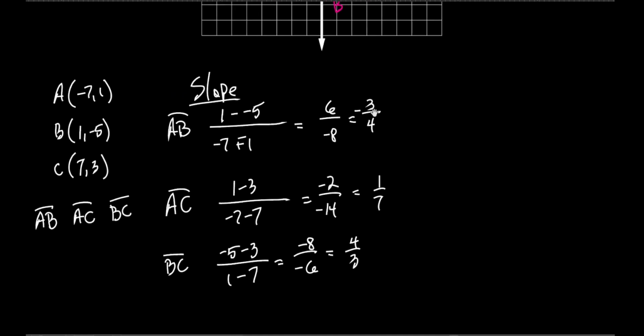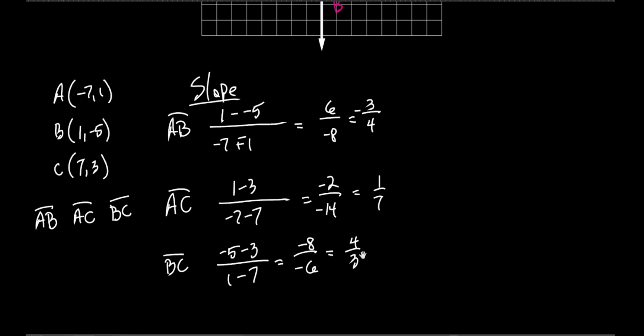Compare the slopes. This is -3/4. That's 1/7. Do they have anything in common, -3/4 and 1/7? No. What about this 1/7 and this 4/3? Do they have anything in common? Okay, what about this one? The -3/4 and the +4/3. Do they have anything in common? They kind of do. What are they? They're what of each other? They're negative reciprocals of each other.